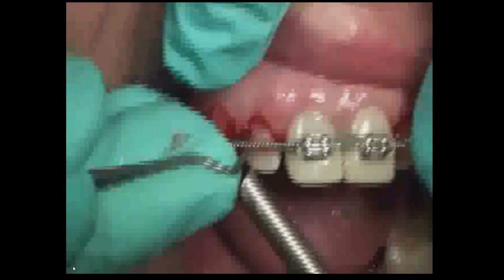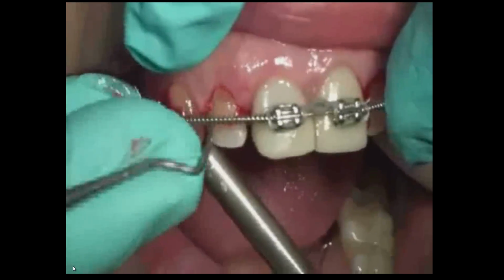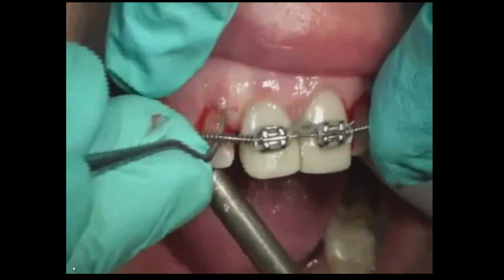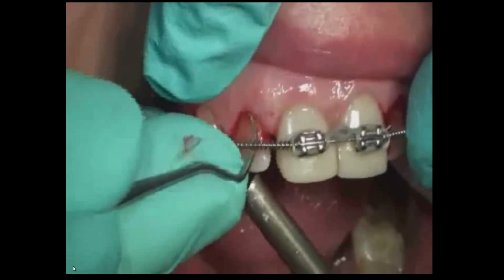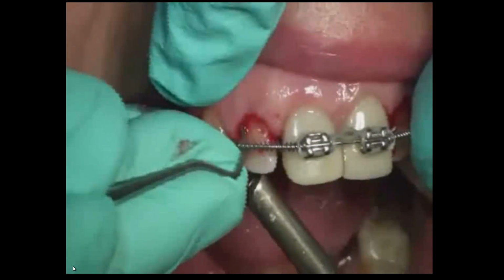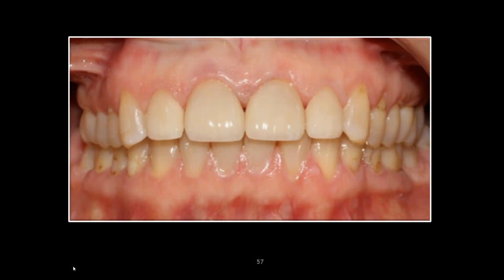You can see the 2 teeth were done in maybe less than 10 minutes. You can charge the patient for that, as an additional procedure you're doing in the office. Now you can see the final result.